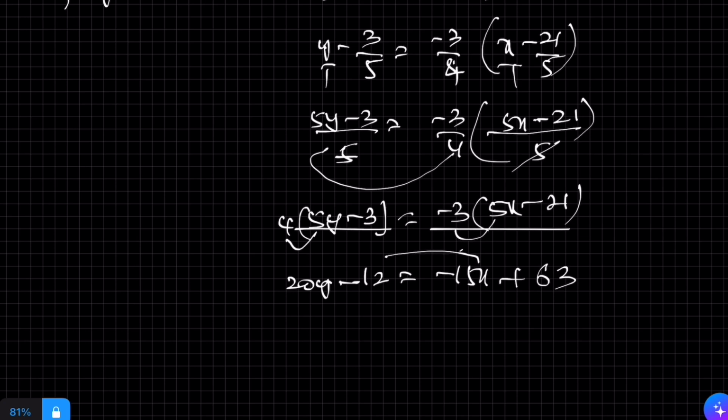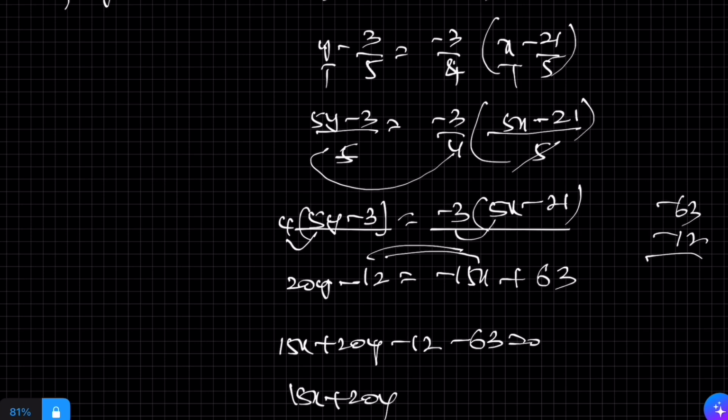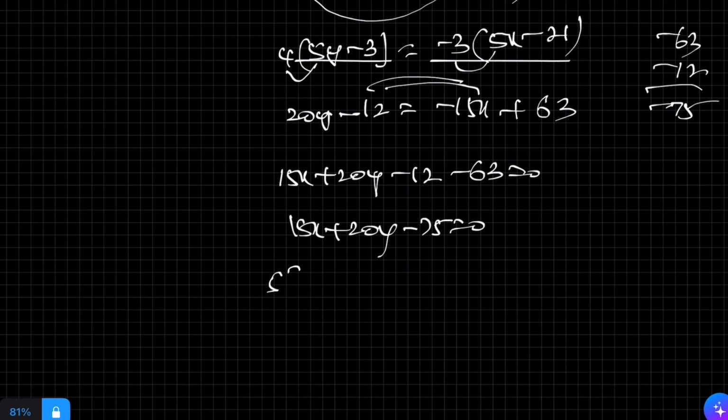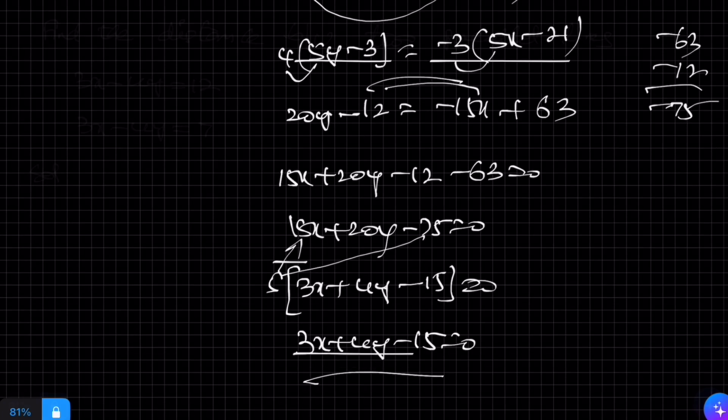So let me shift everything this side. So 15x plus 20y minus 12 minus 63 equal to 0. So 15x plus 20y minus 63 minus 12 is minus 75. Minus 75 equal to 0. Now here I can take 5 common. If I take 5 common, 3x plus 4y minus 15 equal to 0. So if 5 is shifted this side, 3x plus 4y minus 15 equal to 0. So this is the equation of the required straight line.